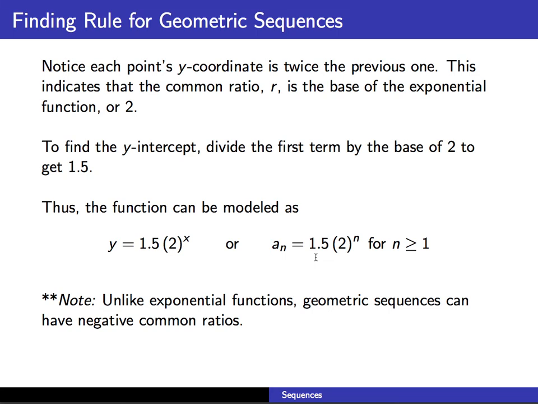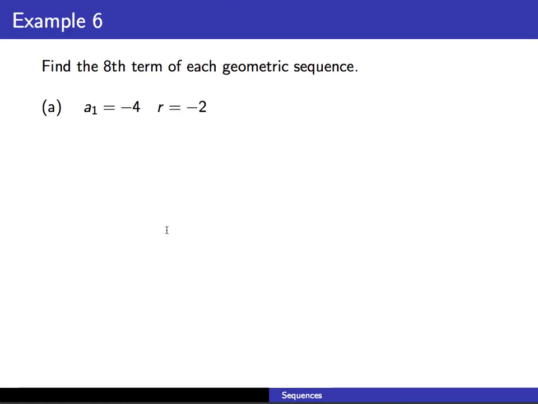Now, a key difference between geometric sequences and exponential functions, in addition to the fact that we're only going to plug in integer values, positive integer values in most cases for n, is that with geometric sequences, our base can actually be a negative value. So we could have 1.5 times negative 2 to the n power, because we are restricting the domain, so we can get away with that with geometric sequences, unlike with exponential functions.